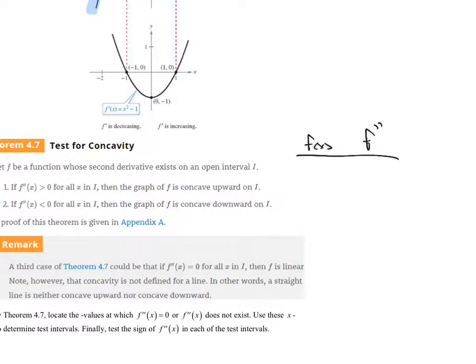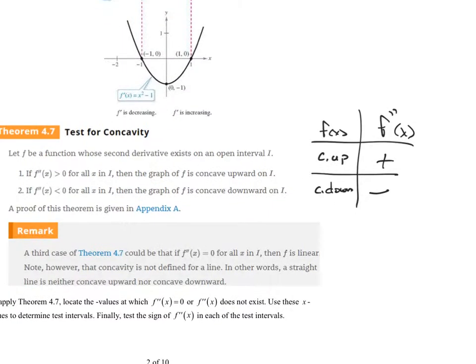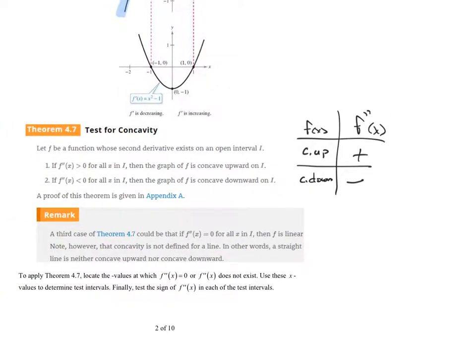So it says, look at the second derivative. If the second derivative is positive, greater than 0, then it is concave up. And if the second derivative is negative, which is less than 0, says right here, then it is concave down. Okay. All right. And then it says, there's a proof in the appendix if you want to see it.